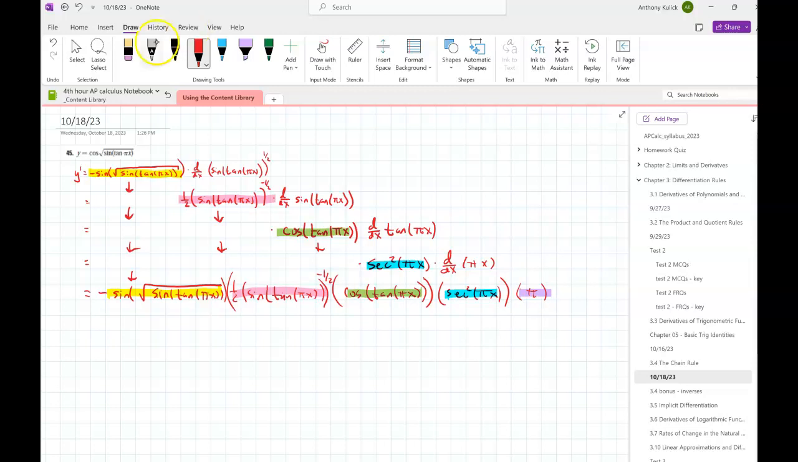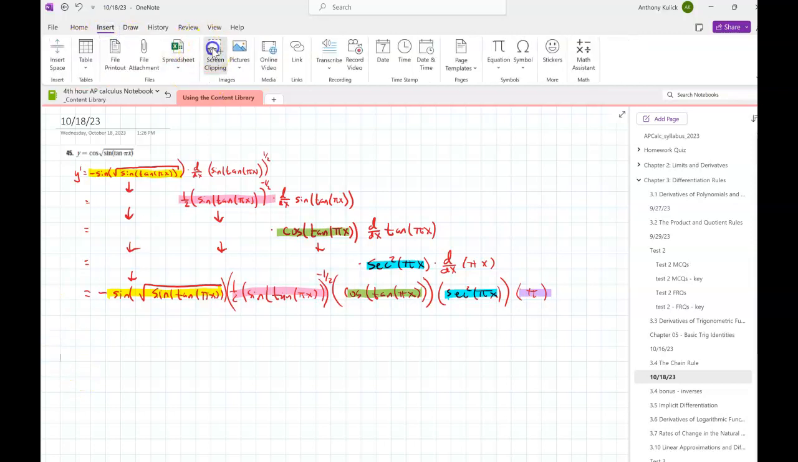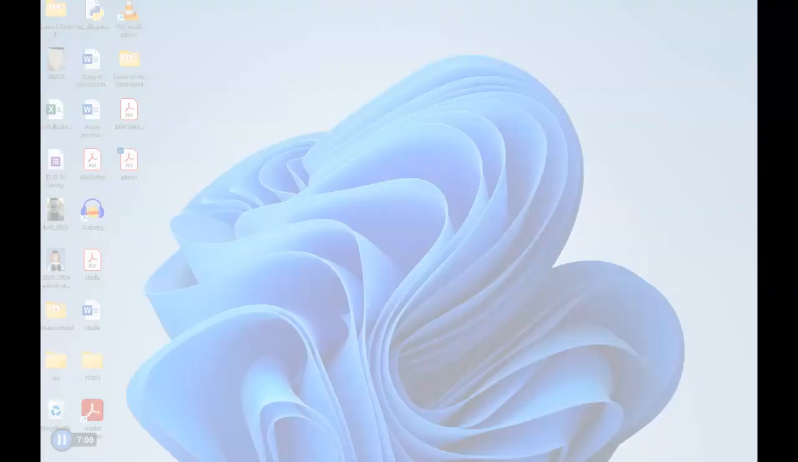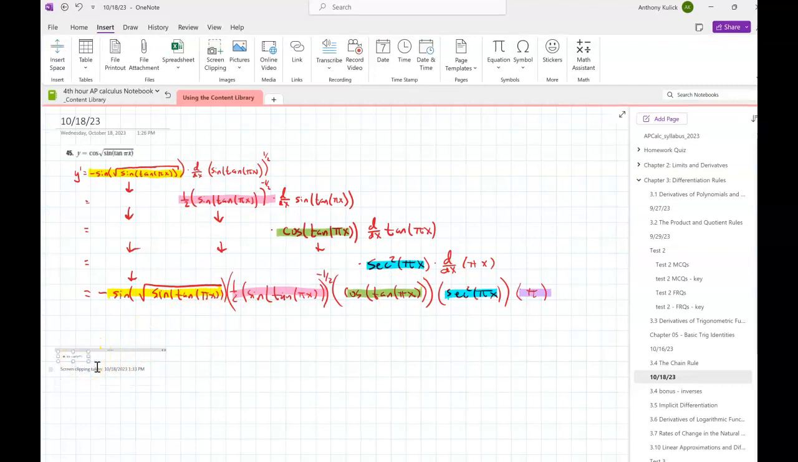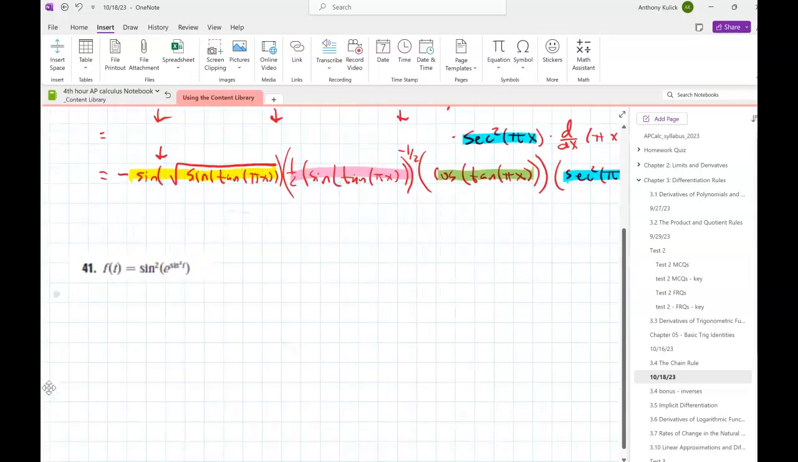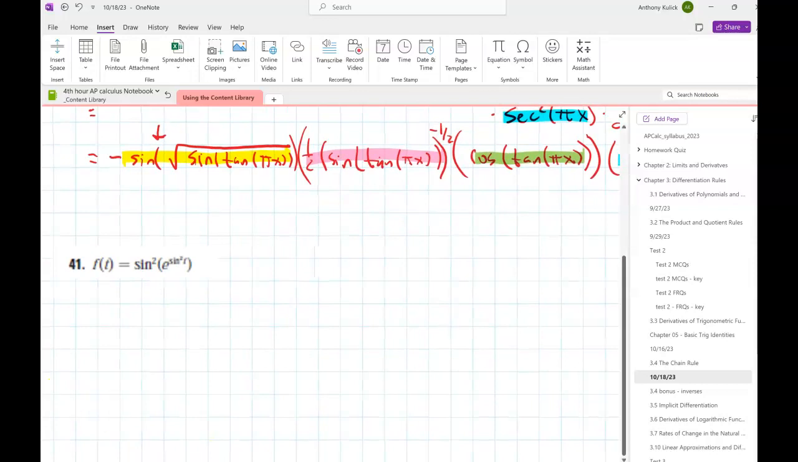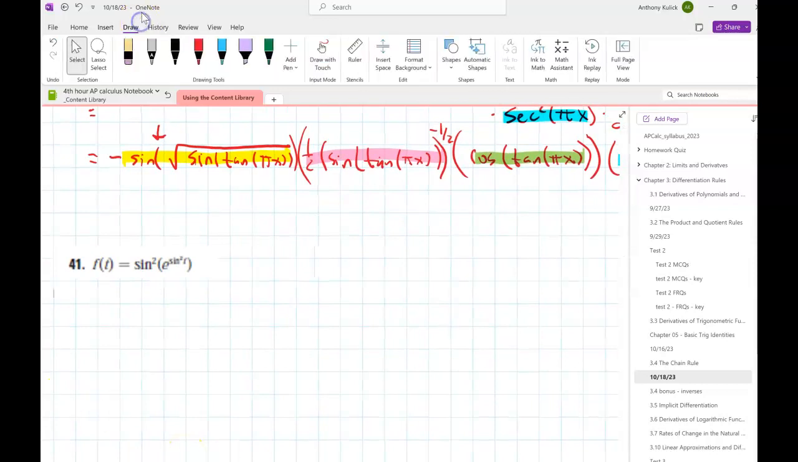41. Okay. Very similar problem. So again, I look at this and it's a bunch of chain rules. This is what I see.